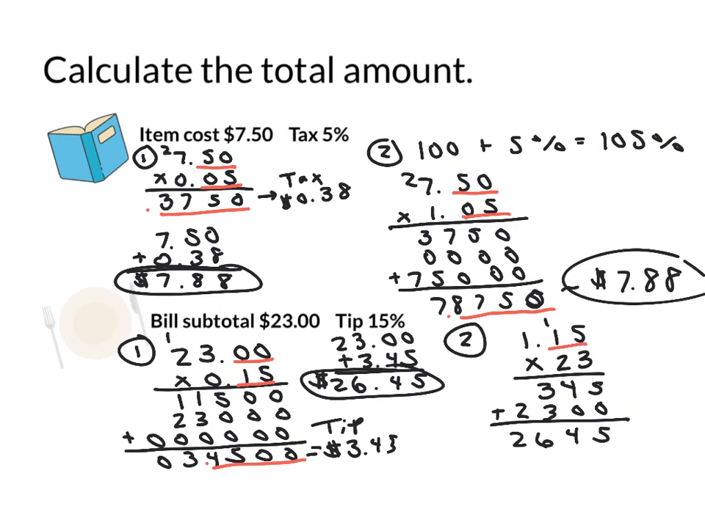We have 2 digits to the right of that decimal, so we need 2 digits to the right of the decimal in our answer. Add your dollar sign, $26.45. You're going to get the same answer no matter which method you use.